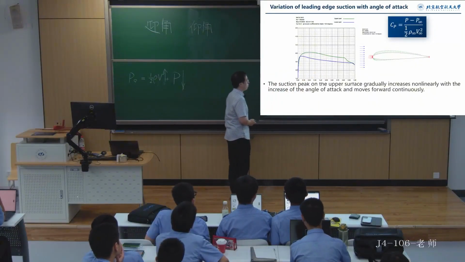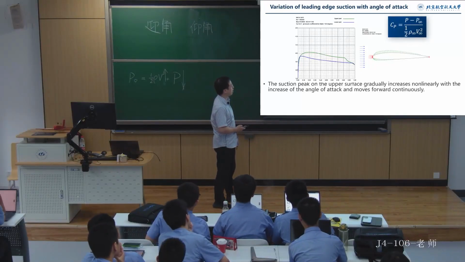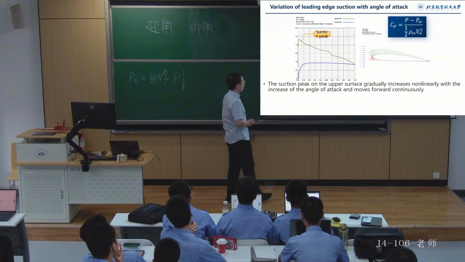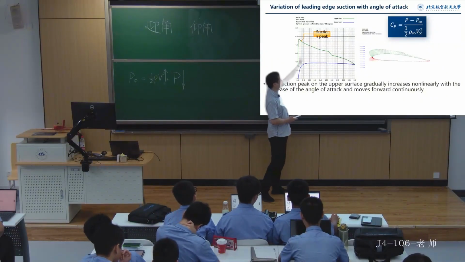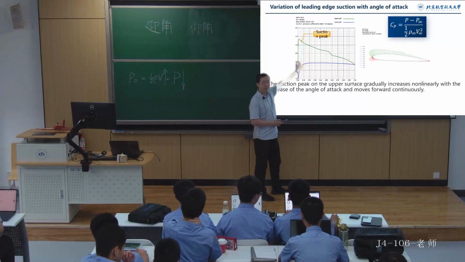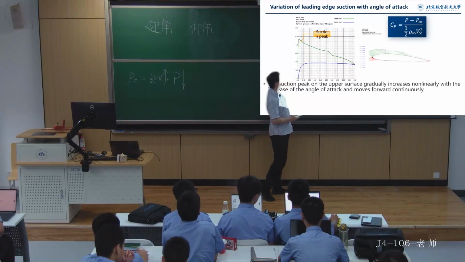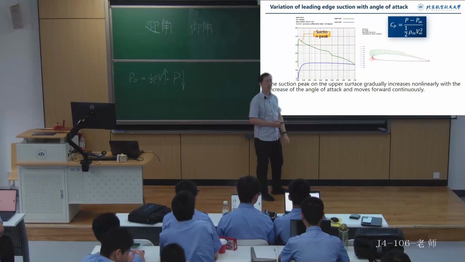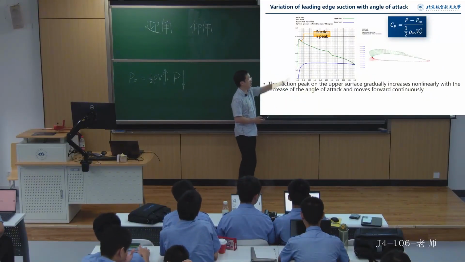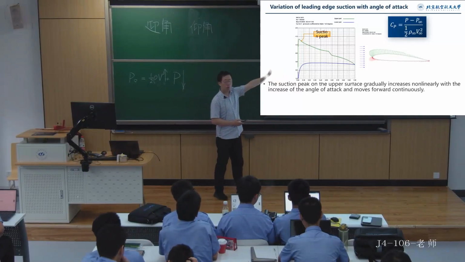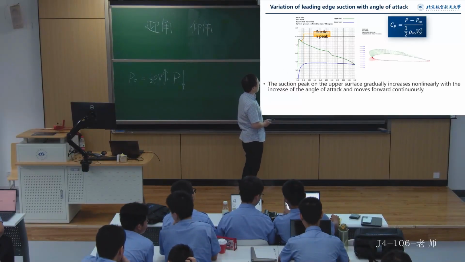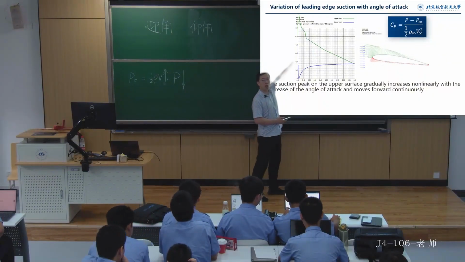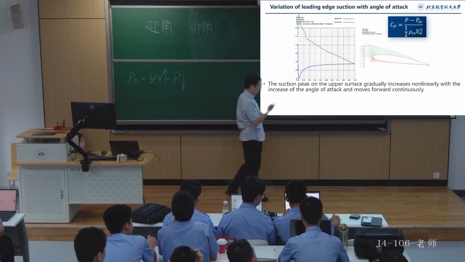Now, let's take a look at what happens when the angle of attack increases. We can see after the angle of attack increases, how is the suction on the upper surface? In addition to the suction becoming stronger, what about the position of the peak suction point? It moves forward along the chord line. It starts to move forward, right? As the angle of attack continues to increase, we can observe this. The forward and upward movement becomes more and more pronounced, right?